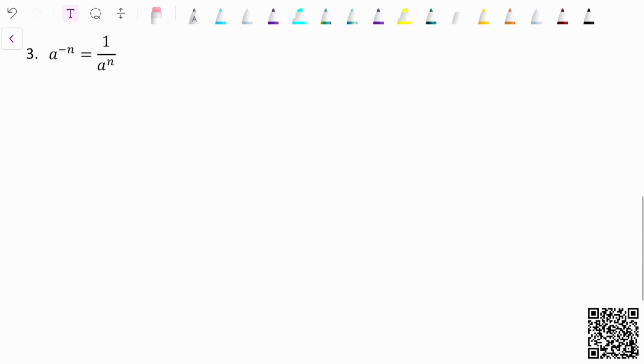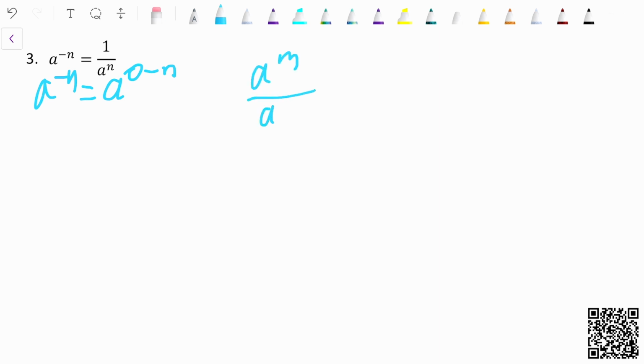Moving on to question number 3. This one's a little bit different and slightly trickier, but it can still be done. So negative n can also be written as 0 subtract n. And as I explained in a previous video, say this equation would equal a to the power of subtract n. And it also works the other way around, so you can flip it either way. So in this case, we need to put these numbers into this equation.